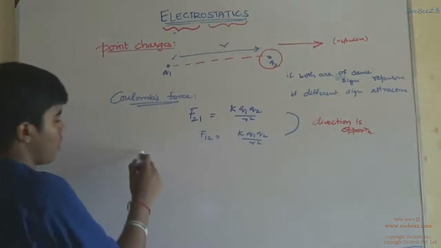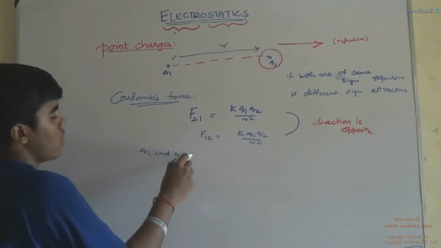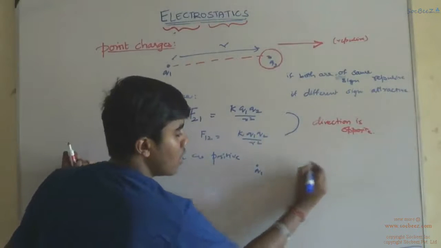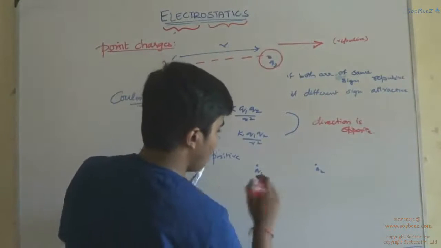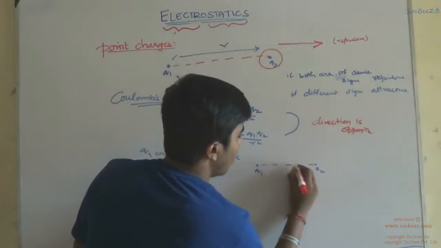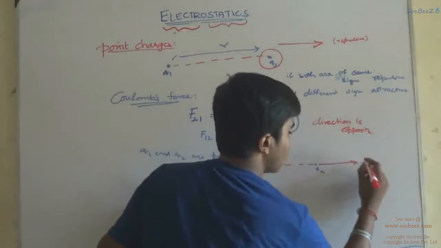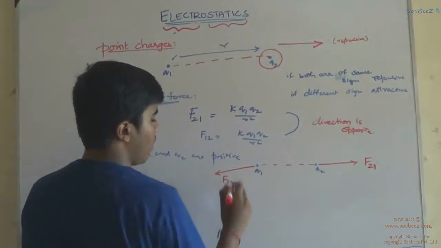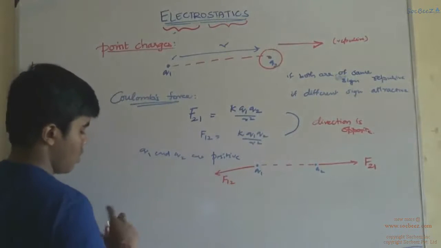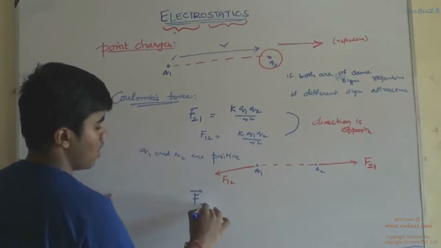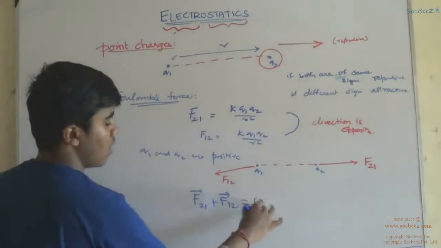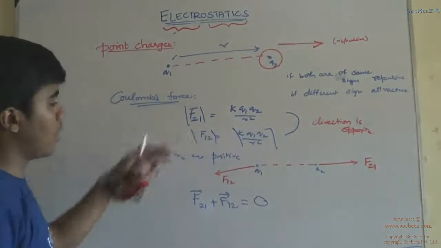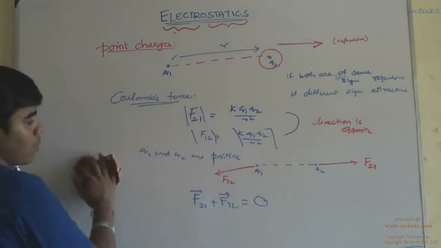So considering that both Q1 and Q2 are positive, if this is Q1, this is Q2, and this is the line joining the centers, this would be F21 and this would be F12. So in simple terms, remember the magnitude is still the same. The magnitude of force acting on both the particles will be the same. Now what is this proportionality constant?